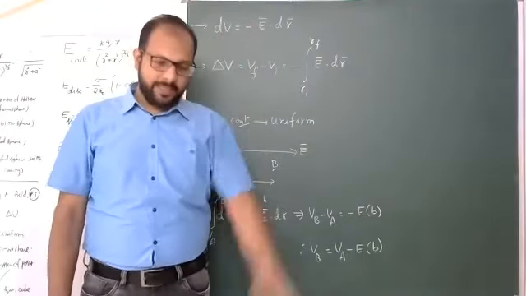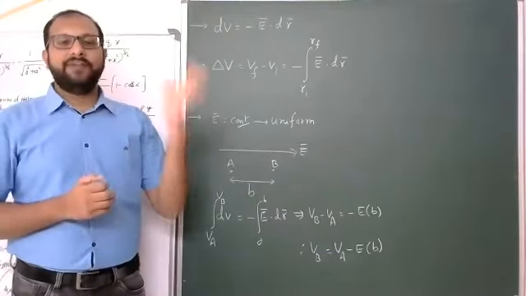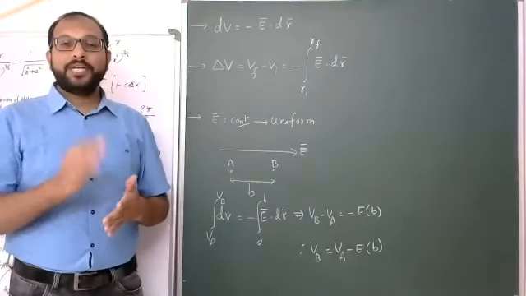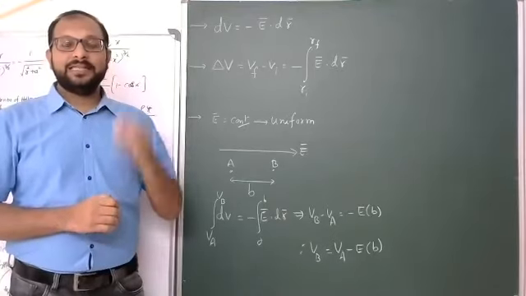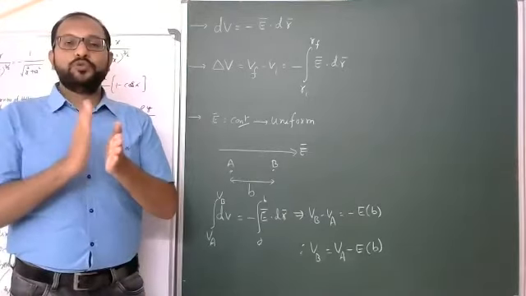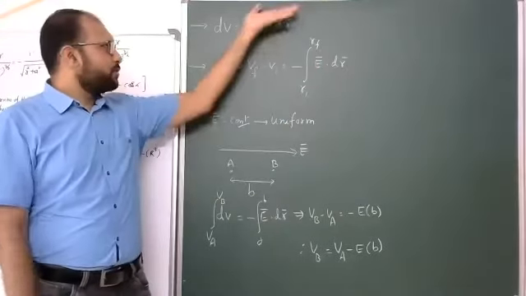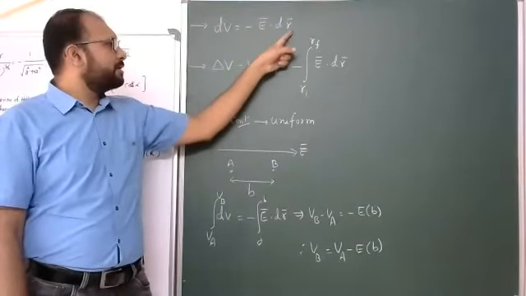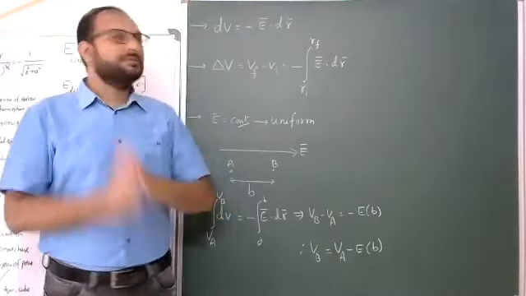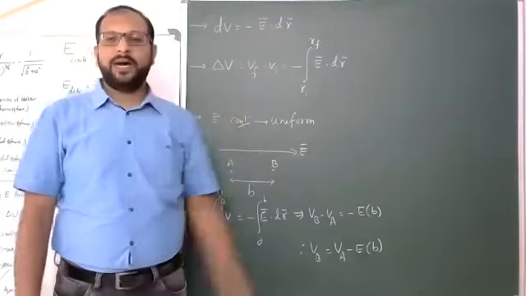All students know, please take this conclusion. In the direction of electric field, electric potential decreases. That means electric field moves from high electric potential to low electric potential. So students, dV equal to minus E bar dot dr bar. Today's complete class is based on this small equation only. dV equal to minus E bar dot dr bar.